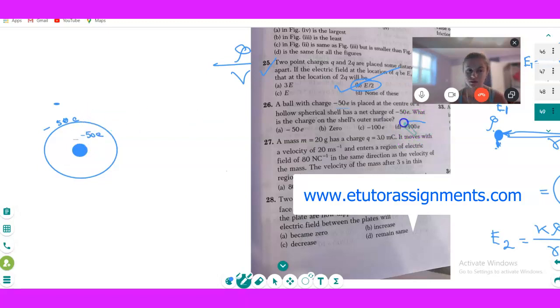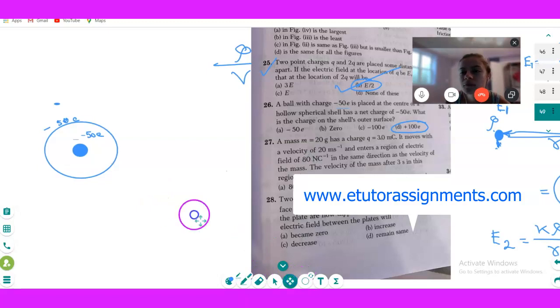Just see the answer, D is there. Then I will explain to you. Yes, D is the answer. I will explain.